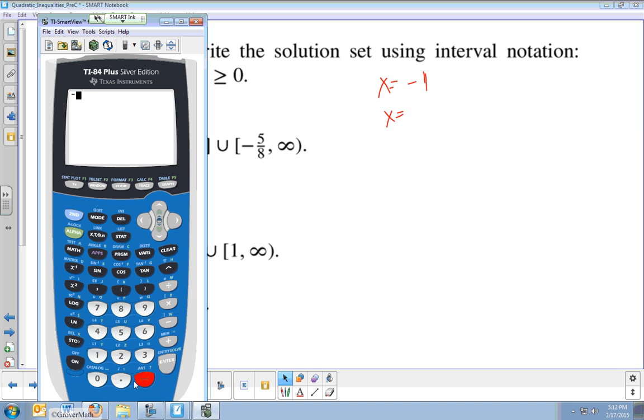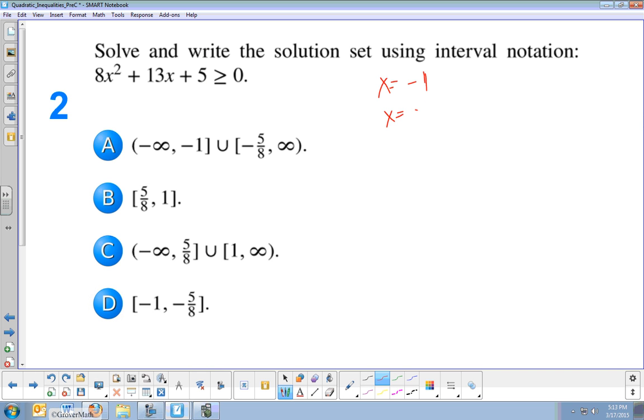Now, that's not going to be irrational because it doesn't go all the way to the end. It's only 3 digits, so when that's the case, type it in, convert it to a fraction, and it is negative 5/8. So these are my two numbers, negative 1 and negative 5/8. Here's negative 1, and here is negative 5/8. And the graph was doing something like this.